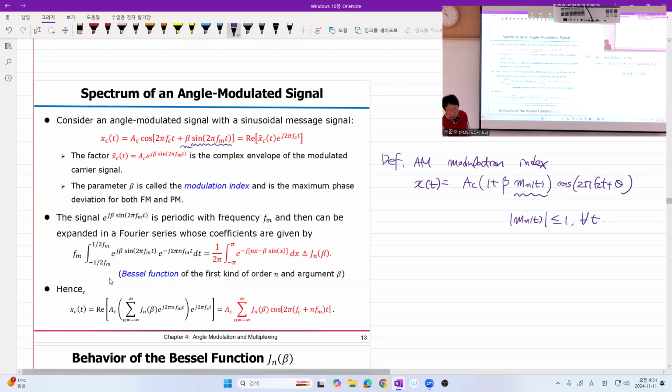And here we do something similar. See that? We said our message signal is a sinusoidal signal and intentionally limited its peak value to 1. So this corresponds to M sub n. So beta can be said to be the modulation index of angle modulation. So here, beta is called the modulation index of the angle modulation.